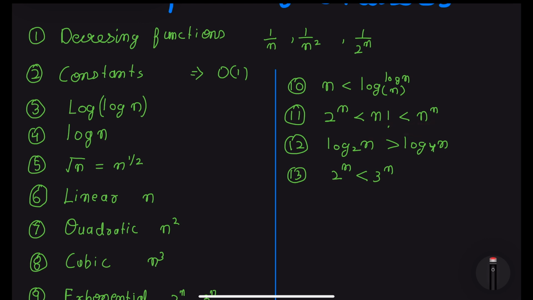Next we have log base 2 n is greater than log base 4 n. So in log, if the base is small, then the value is large. So log base 2 will be greater than log base 4. Next we have the exponential functions, 2 raised to the power n or 3 raised to the power n. Here 2 raised to the power n will be smaller than 3 raised to the power n.